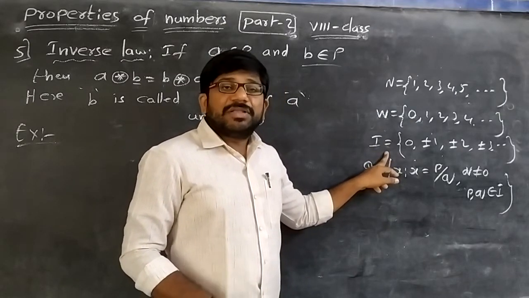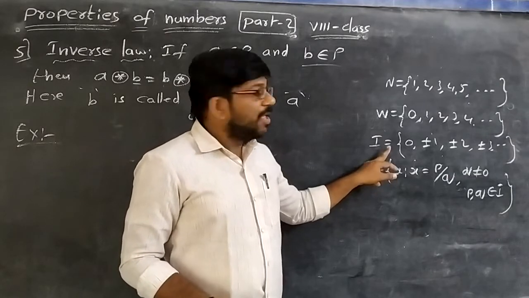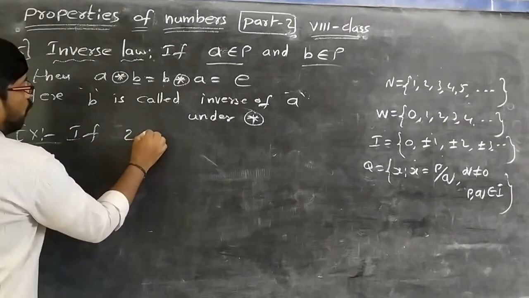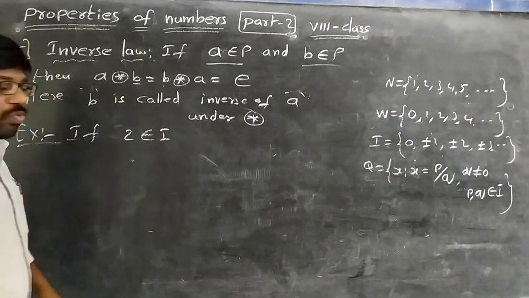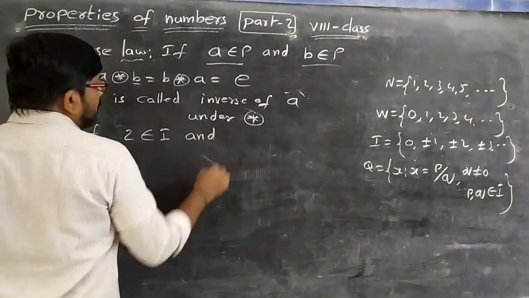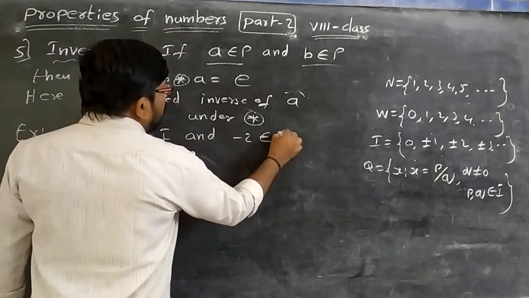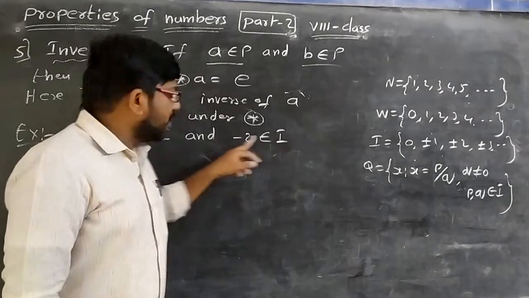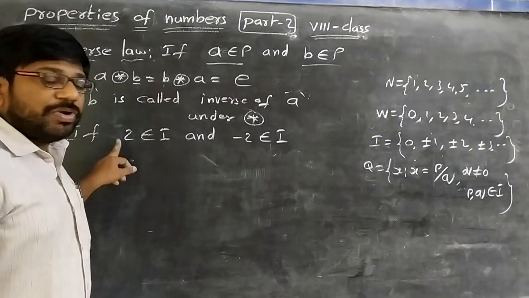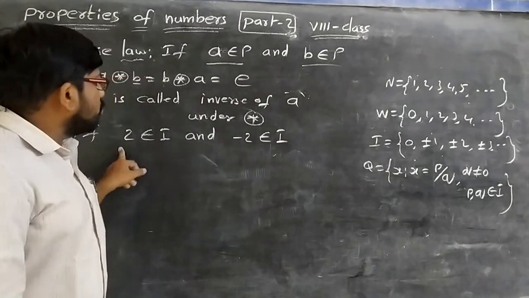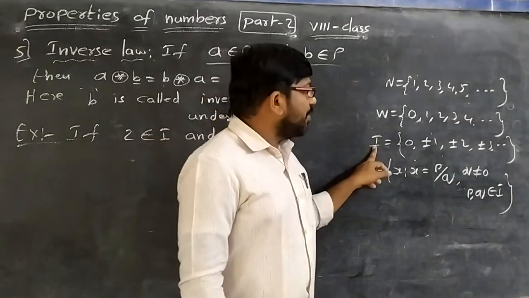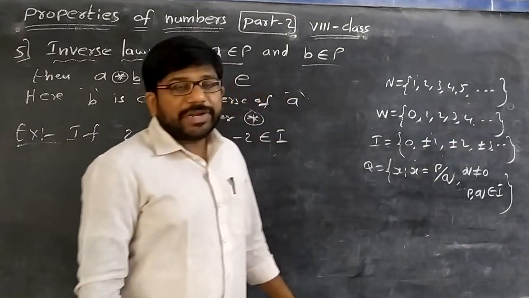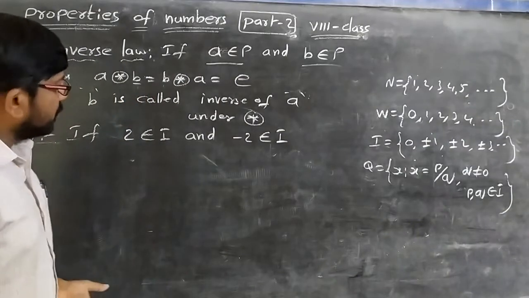Integers have positives and negatives. Let's take integers. If 2 belongs to I, then minus 2 also belongs to I. 2 is an integer, minus 2 is also an integer. So it is positive, its negative is minus 2, and both belong to I. See, integers have 0, plus or minus 1, plus or minus 2, plus or minus 3, right? There are negatives and positives.